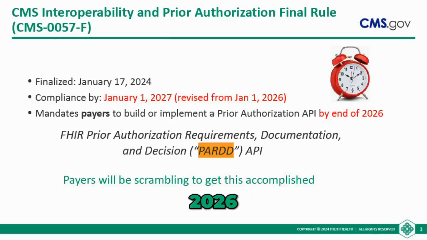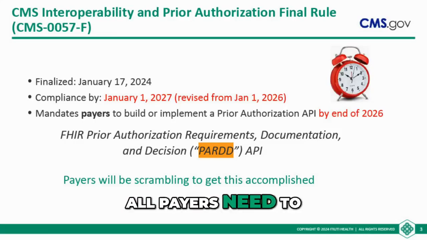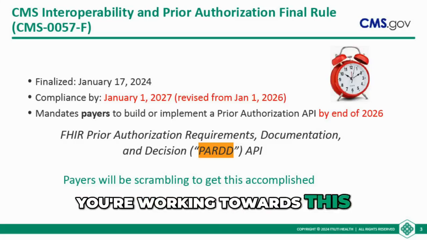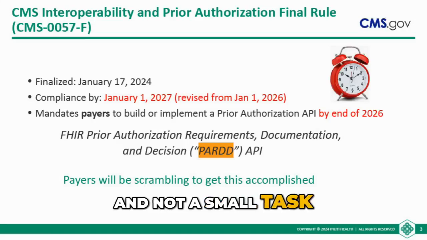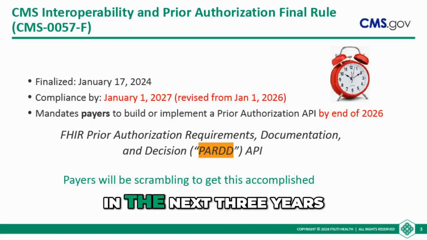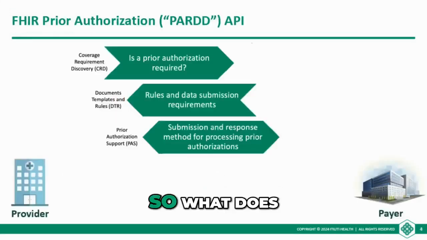Ultimately, by the end of 2026, all payers need to have an API in place. So that means if you're working towards this, it's a really big ask and not a small task. So it needs to be done in the next 3 years. So what does this really mean?